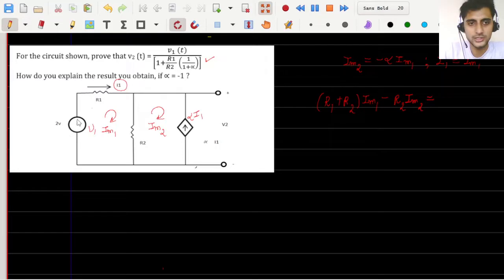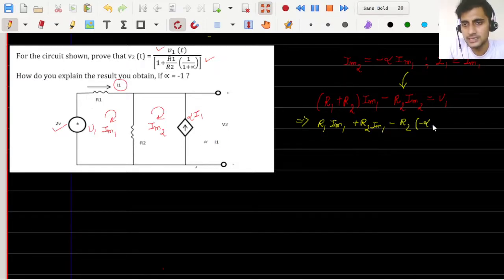And this should be equal to my source voltage, although it is given to be 2 volts. But in the question, as it is given that we have to prove in general for V1, I would consider this equal to V1. Okay. Now in this equation, I can apply that Im2 is equal to minus alpha times Im1. So I can expand this equation to be R1 times Im1 plus R2 times Im1 minus R2 times minus alpha times Im1 equals V1.